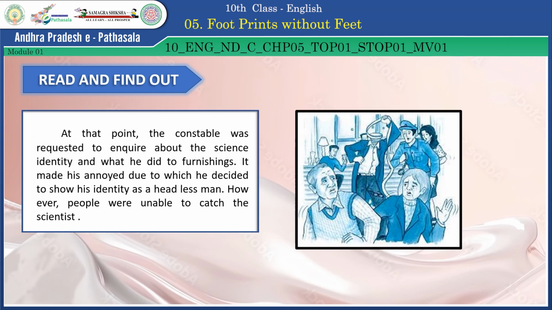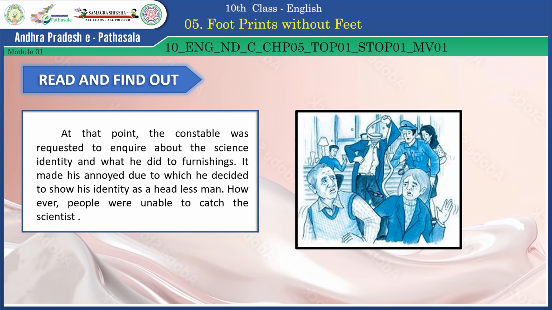At that point, the constable was requested to inquire about these signs, his identity, and what he did to the furnishings. It made him annoyed, due to which he decided to show his identity as a headless man. However, people were unable to catch the scientist.